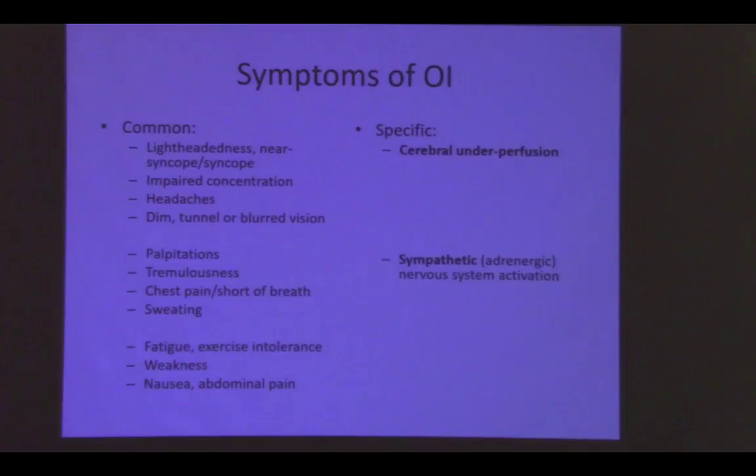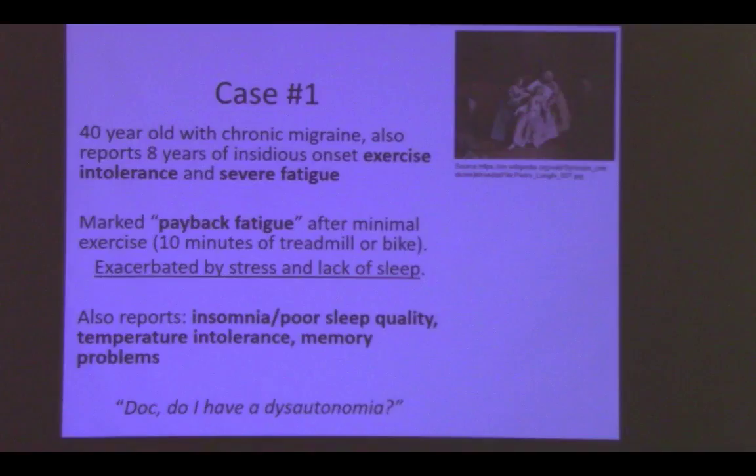And then sensations or symptoms of fatigue and exercise intolerance, generalized weakness, nausea and abdominal pain can also be associated, and those are thought to be a little bit more non-specific. There's not a specific link to blood flow to the brain or activation of the autonomic nervous system, but we know they're integral to autonomic nervous system function, and they often accompany the symptoms of orthostatic intolerance.